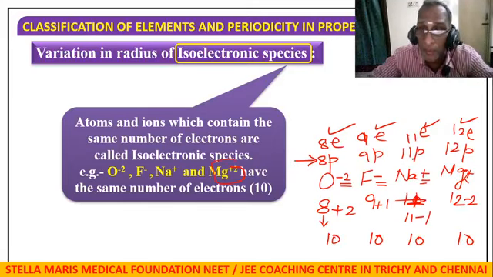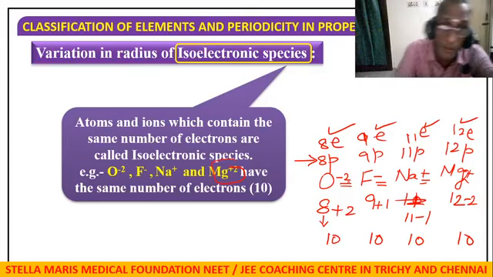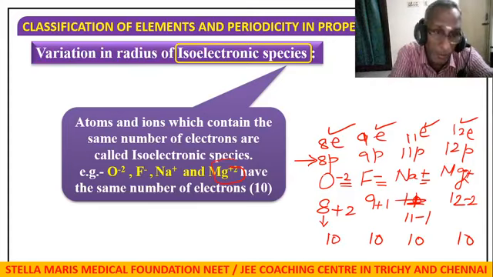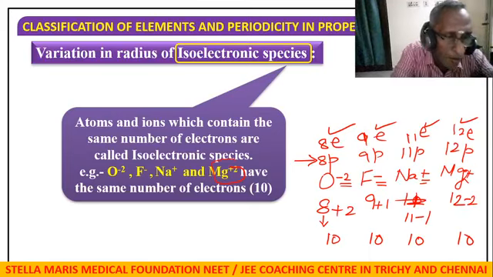But protons vary: 8, 9, 11, 12. Even though they are ions, the number of protons will not change. For cation or anion, only the number of electrons will change. If you need still more clarification, I can explain.